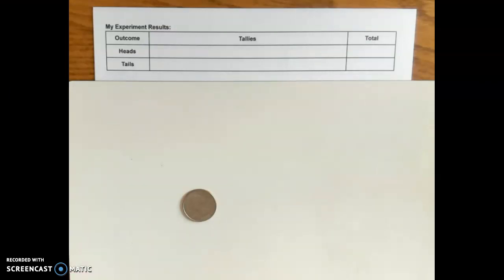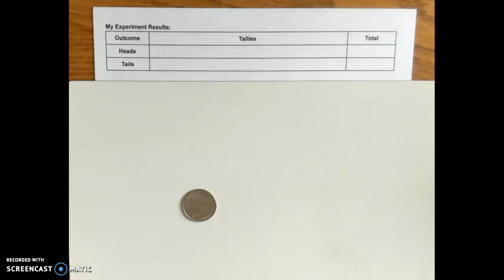All right, ladies and gentlemen, in your notebook or on your paper, I'm going to ask you to make a table. Okay, we are all going to perform an experiment and record our results. I'm going to demonstrate, and then you guys are going to pause, complete your own experiment, and then resume the video where we'll take a look at results. So here's what you're going to need.